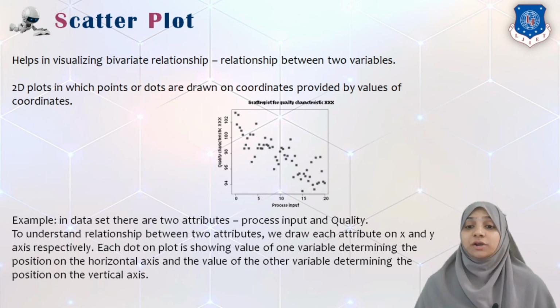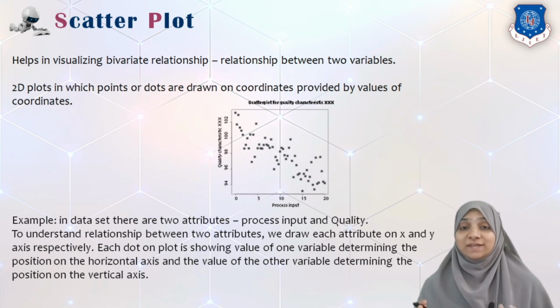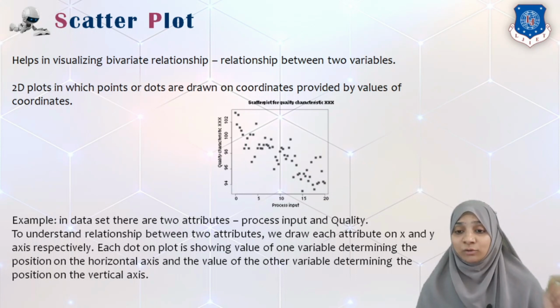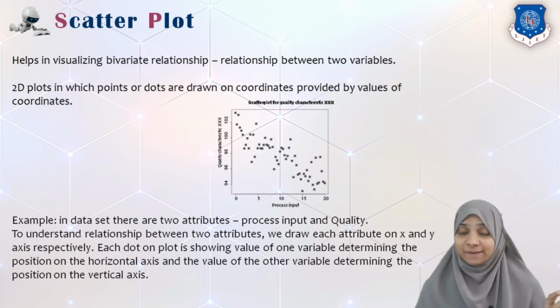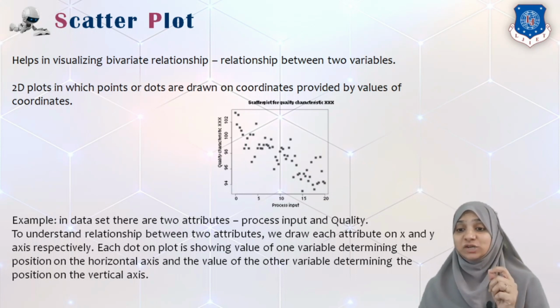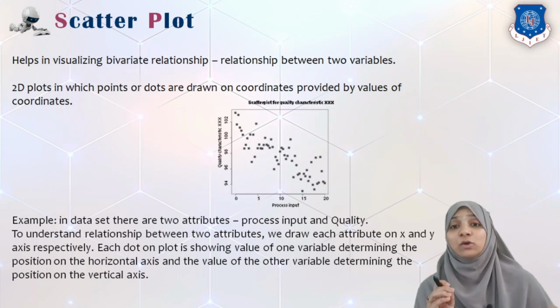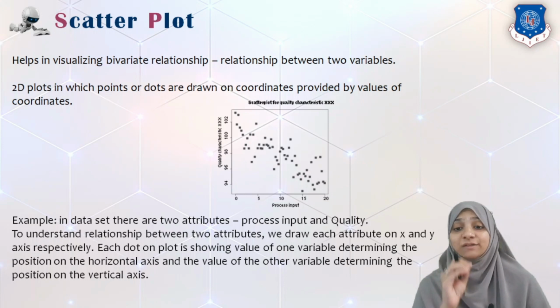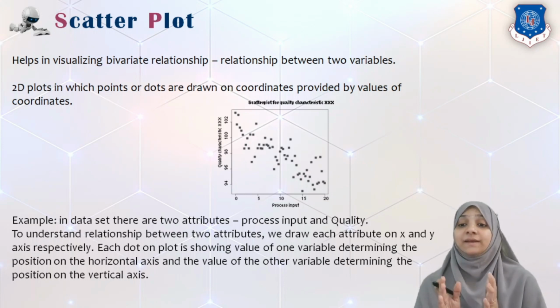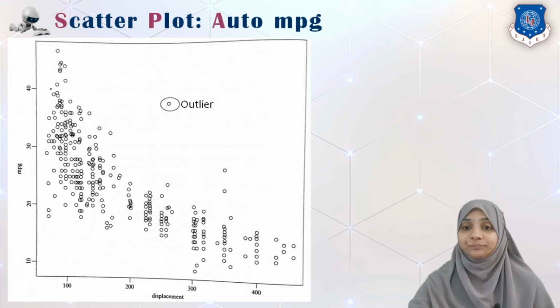Here each dot on the plot resembles one data row, that means one data sample. It shows the position of one variable over the horizontal axis, and its position over the y-axis shows its value for the other variable. This value is determined over the horizontal as well as the vertical axis.